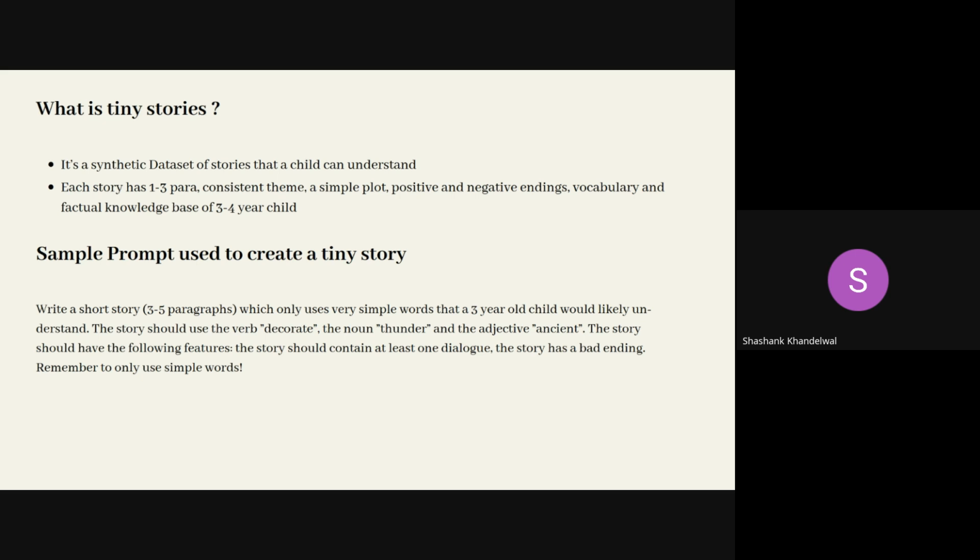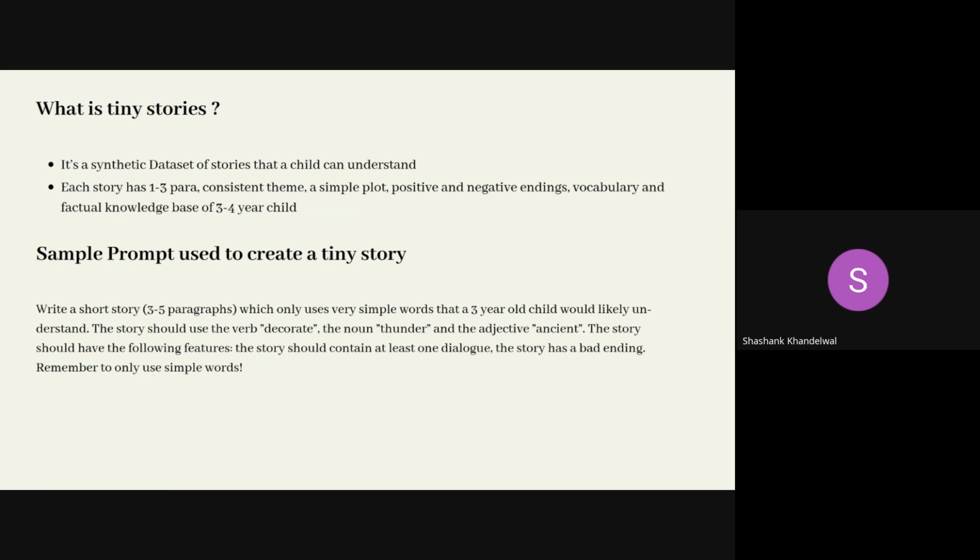So what is Tiny Stories? It's a synthetic dataset they have generated, which a small child can understand. A given story consists of 1 to 3 paragraphs, a simple plot with positive and negative types of endings, and this is very important, negative endings, and the vocabulary and factual knowledge base of a 3 to 4 year old child.